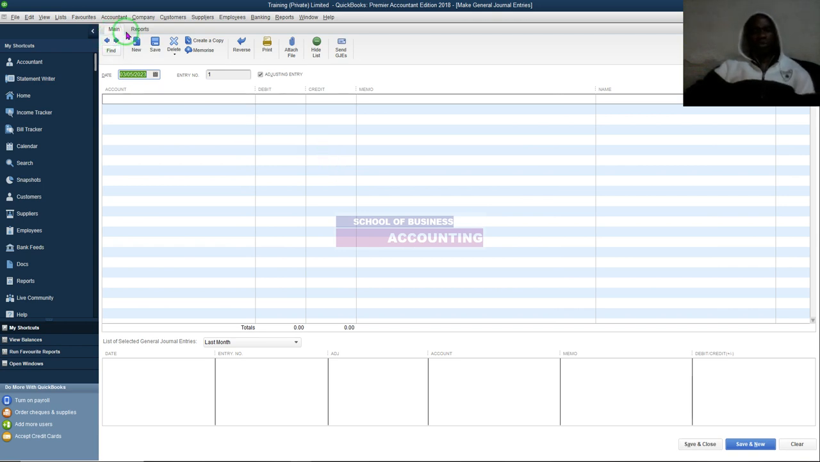As I said, we've got these tabs and buttons up here, but where we have to start from is here, where we are supposed to put in the transaction date. So let's say we were to process depreciation for the previous month, which is April.